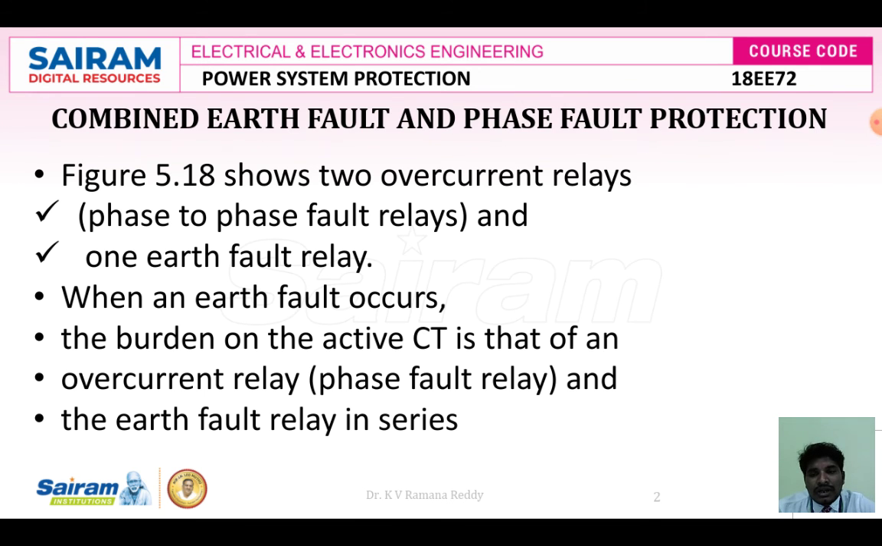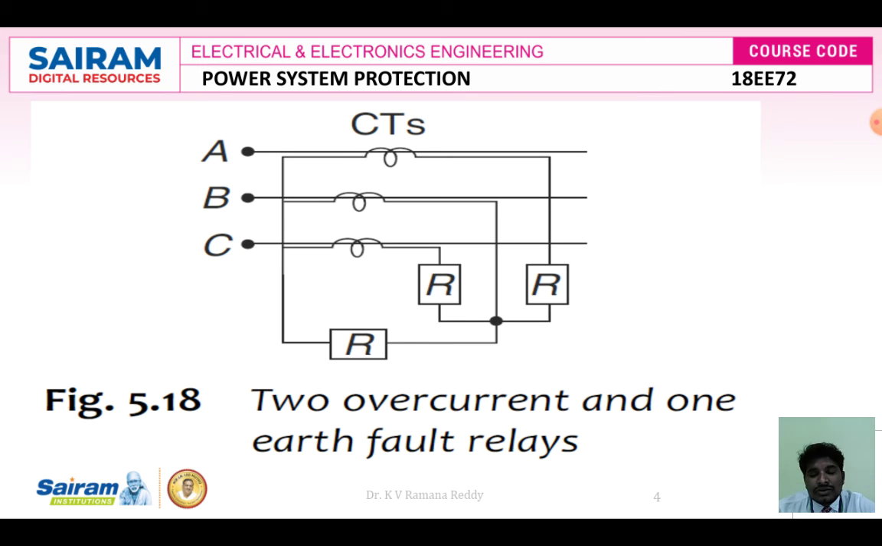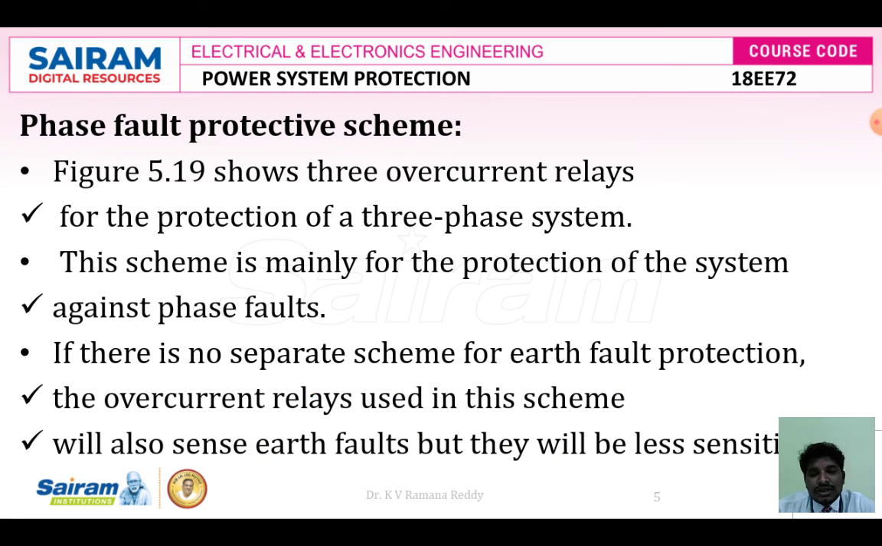If you compare the two circuit diagrams, one has two overcurrent relays and one earth fault relay. The two overcurrent relays sense the phase fault current and one earth fault relay senses the earth fault current. So the two overcurrent relays carry a high amount of current compared to the earth fault relay. It is also very simple in construction, and we can easily analyze the fault currents through the phase fault protective scheme. In the phase fault protective scheme, the fault currents are more compared to the earth fault protective scheme.